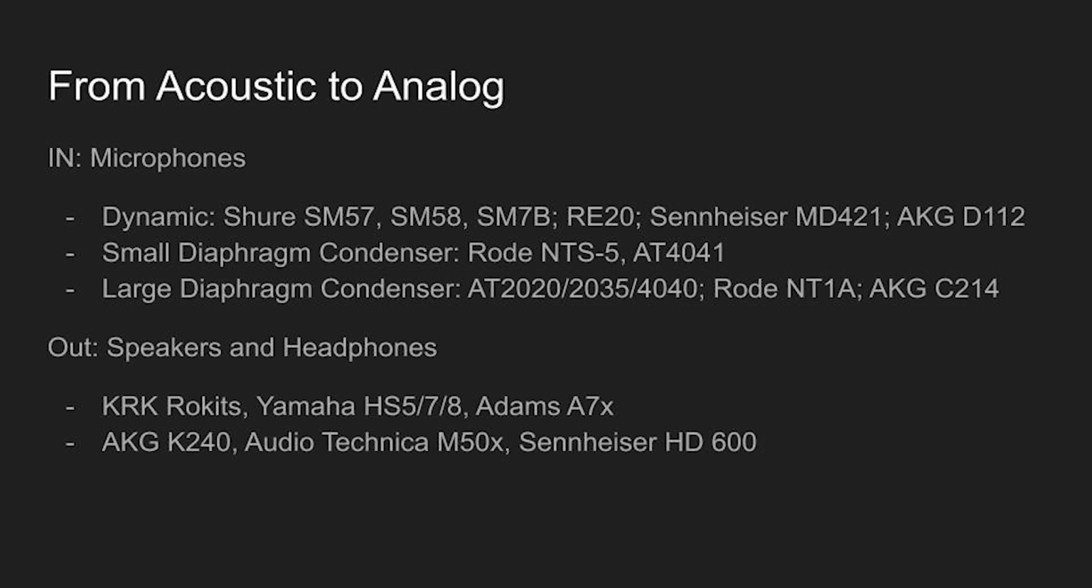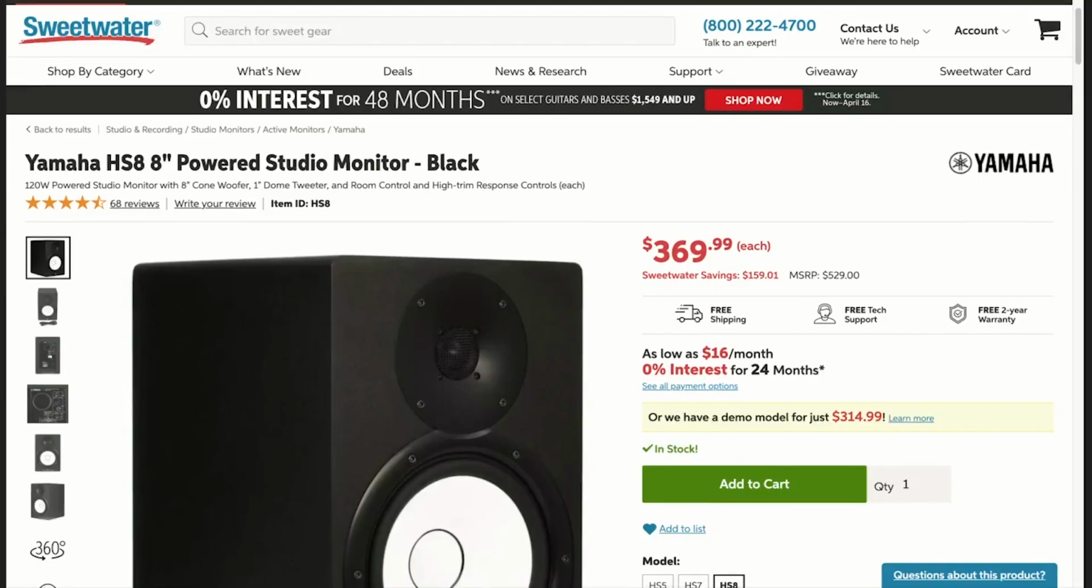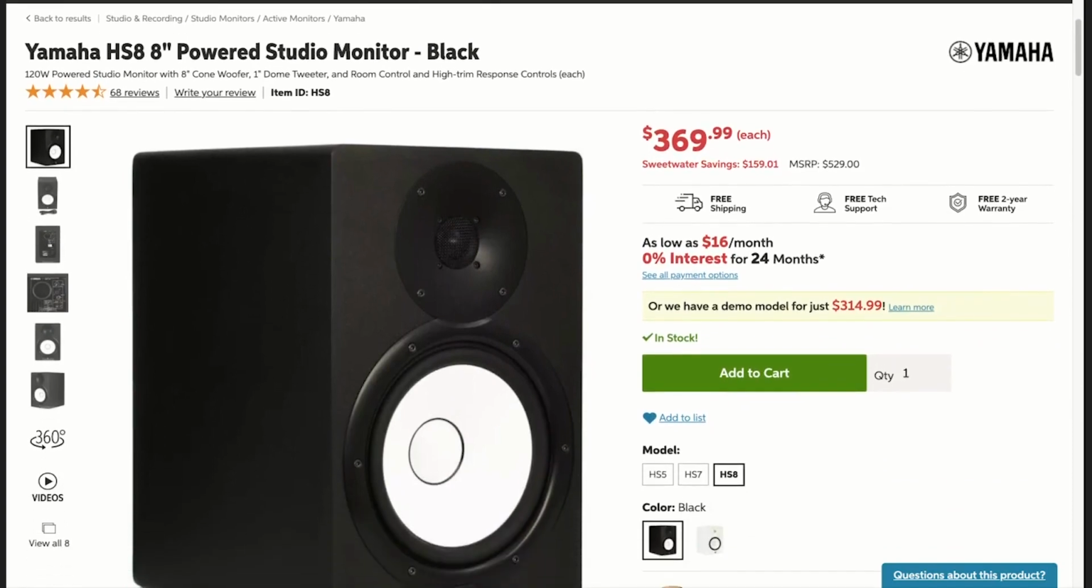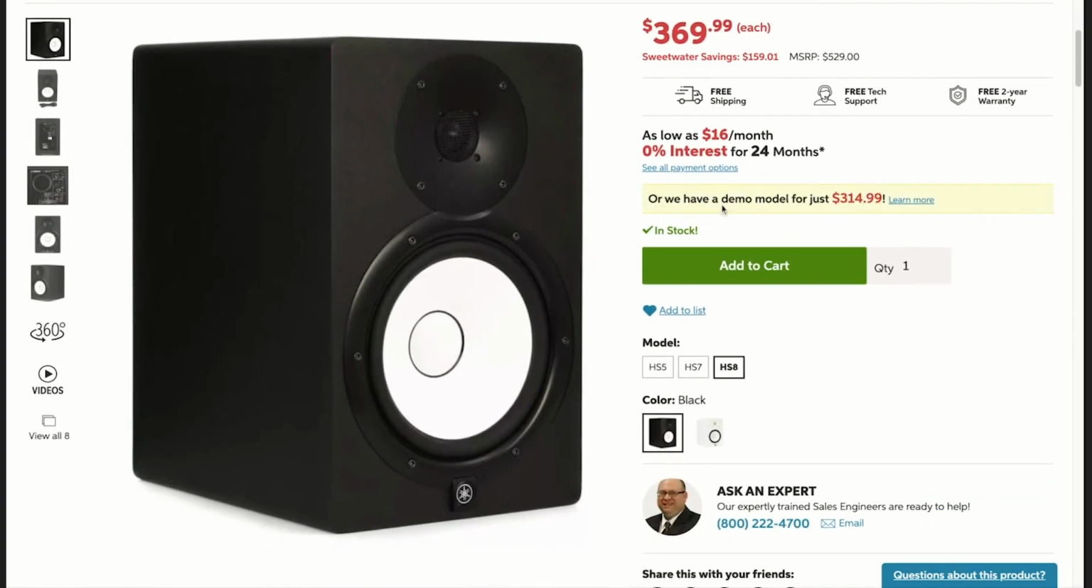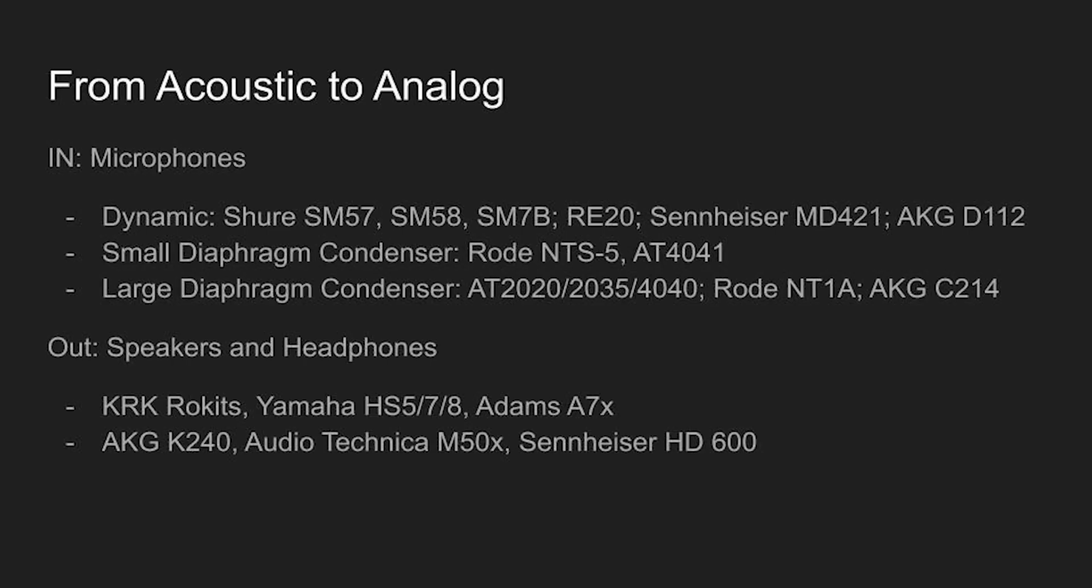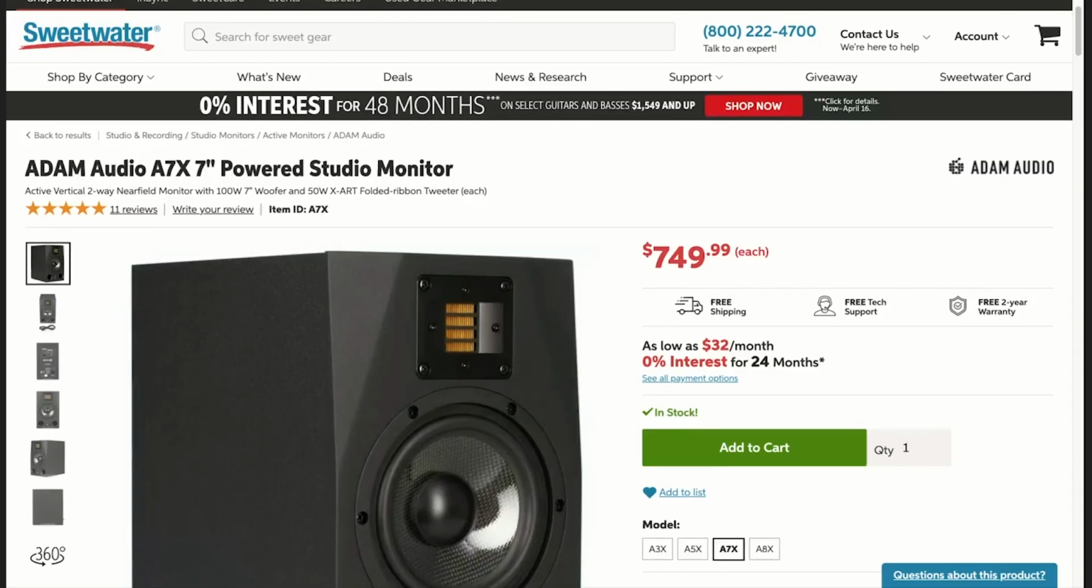In speakers, I can't say that I would personally recommend the KRK Rockets, but they are an incredibly popular product and they are very reasonably priced. However, the Yamaha HS series, the HS5, 7s, and 8s, are a lot more substantial and a lot better bang for your buck. Billie Eilish's double platinum debut album was mixed on a pair of these, so if it was good enough for that.